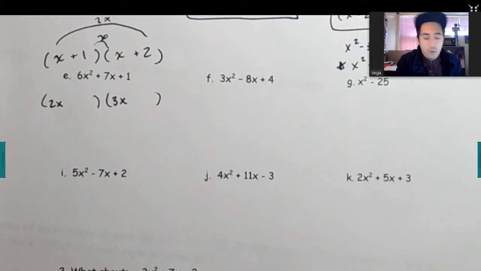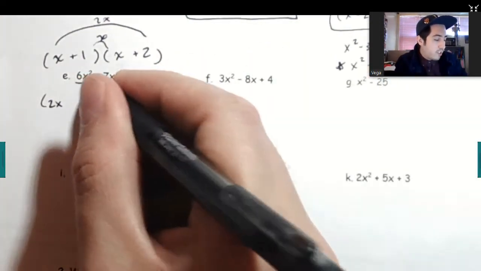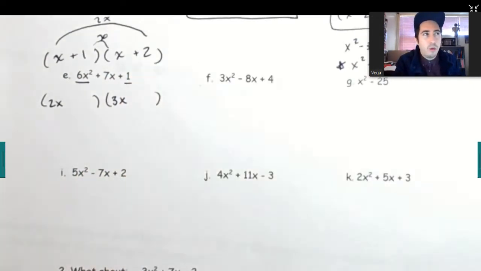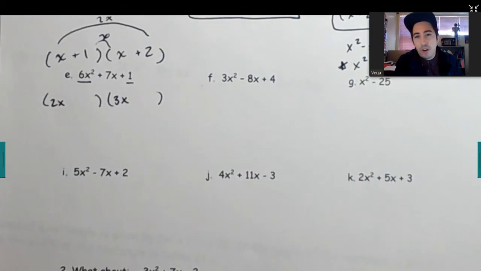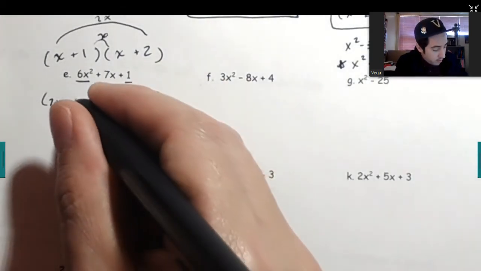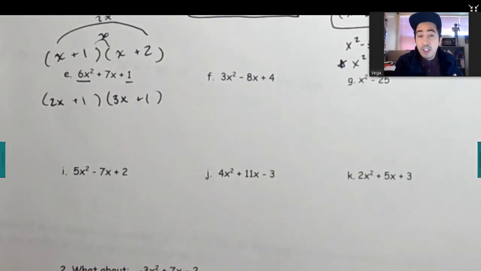And then I'm going to start with 1. How do I get 1? Because we always focus on this term first, and then we focus on that term. So how do you get 1? What times what is 1? It's only 1 times 1. That's the only way to get 1. So plus 1, plus 1. And then you have to check. You can't assume you're right. You've got to check here.